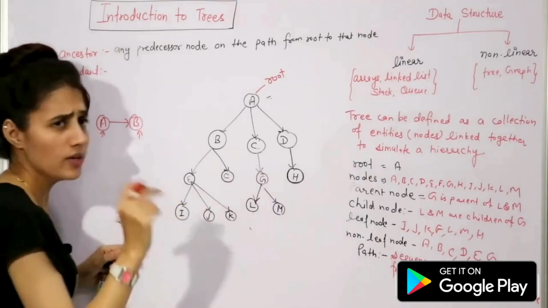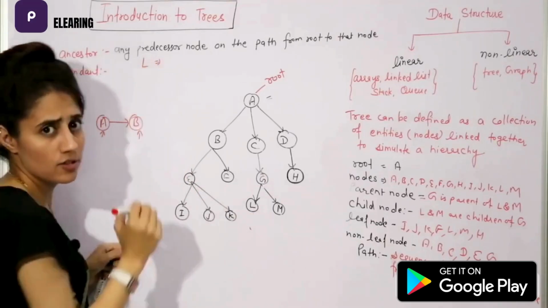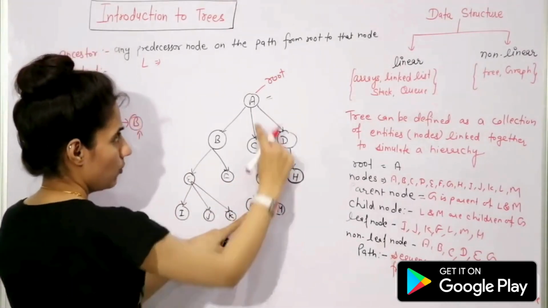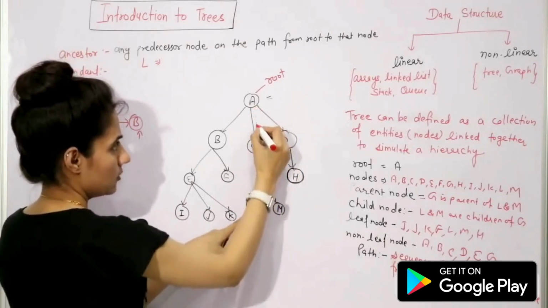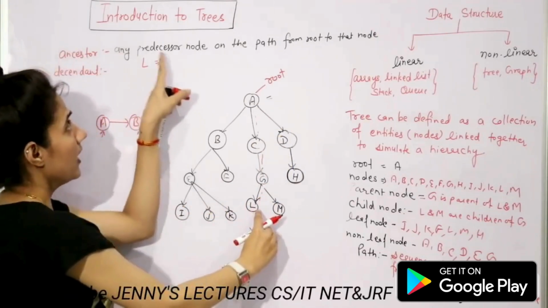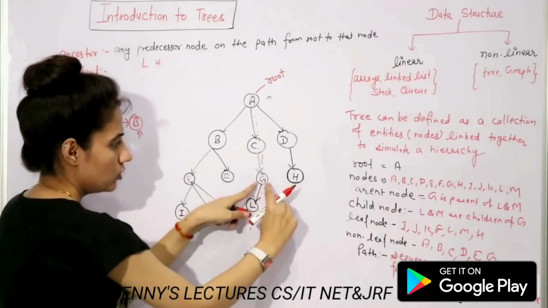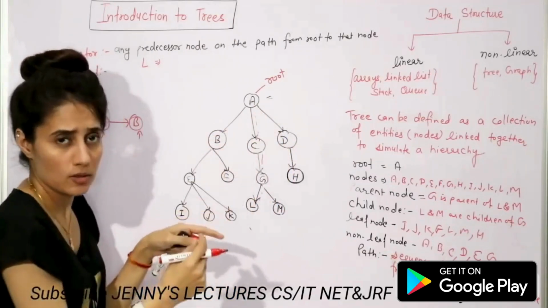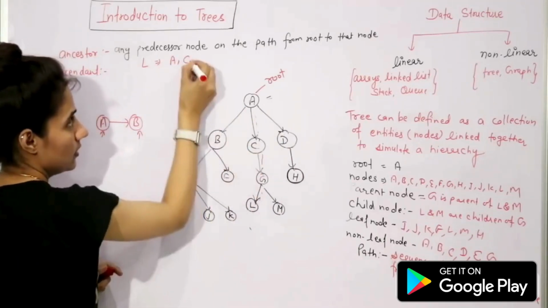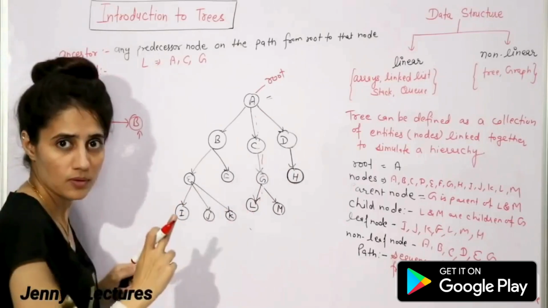See now, if I ask you ancestor of L, then what you will say? First of all, check out the path from root to that node. So from root A, root to L, the path is this one, this and this one, right? So ancestor is what? Any predecessor node. Predecessor means the previous ones. So predecessor nodes of L are what? G also, C also and A also, the predecessors on this path only. So ancestors of L are A, C and G. Sorry, the three are ancestors of L, right?